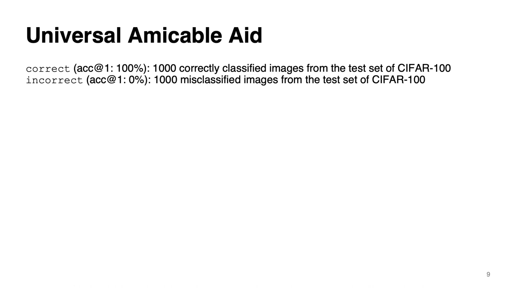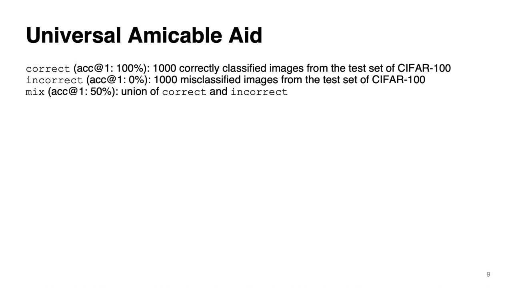To evaluate the effectiveness of the proposed method, we create three sets of images, labeled as correct, incorrect, and mix. The correct set contains 10,000 correctly classified images from the CIFAR-100 test set, while the incorrect set contains 10,000 images that were originally misclassified. Therefore, the default accuracy for the correct and incorrect sets is 100% and 0%, respectively. The mixed set is the combination of the correct and incorrect sets, which has a default accuracy of 50%.